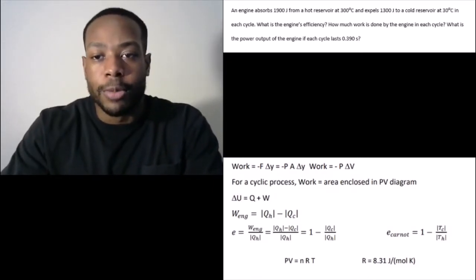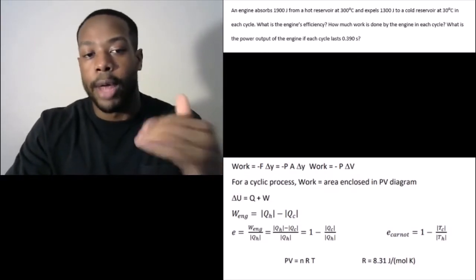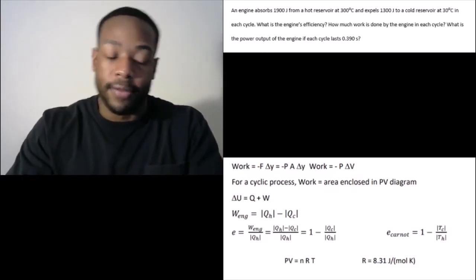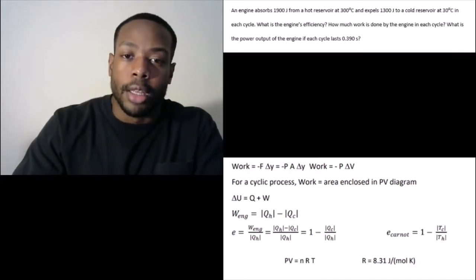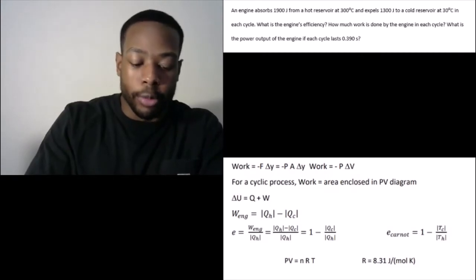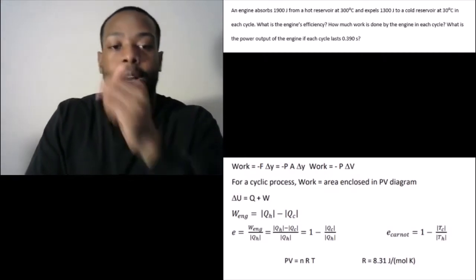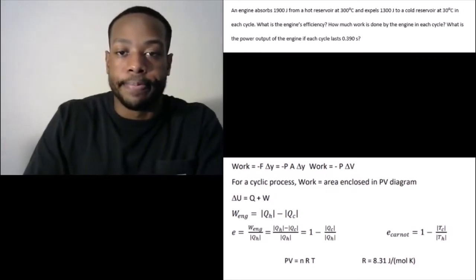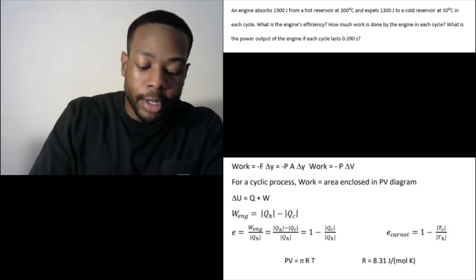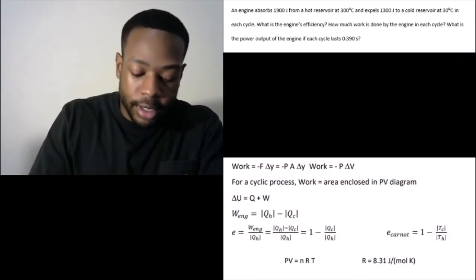So let's look at that first part. Let's just write out what we have first. It's always a good idea to put out what you have and what you don't have. So the engine absorbs 1900 joules. What variable is that? Write that out. If you don't know, pause and find out what it is. The high temperature is going to be 300 degrees Celsius.